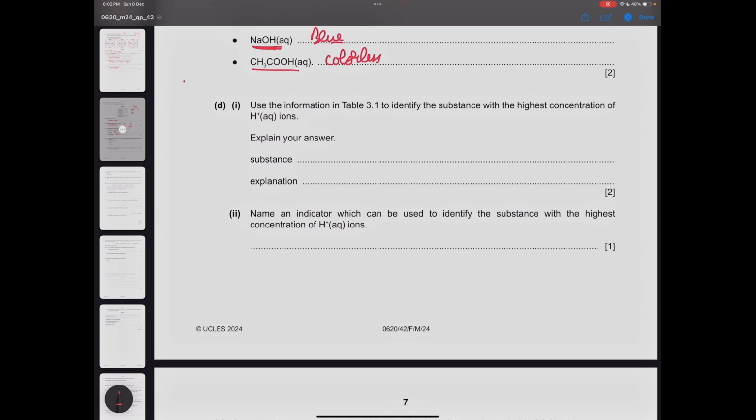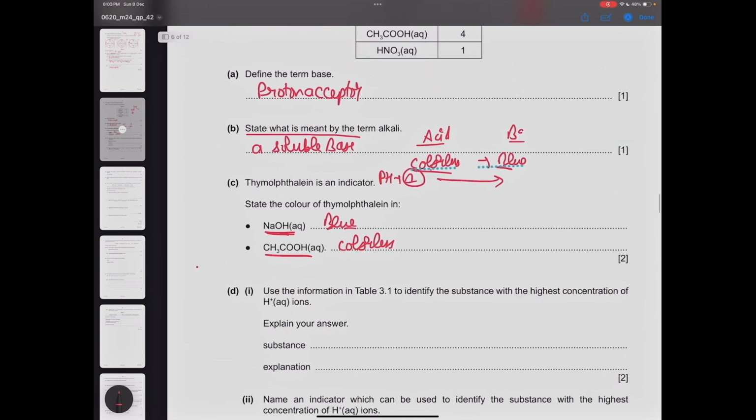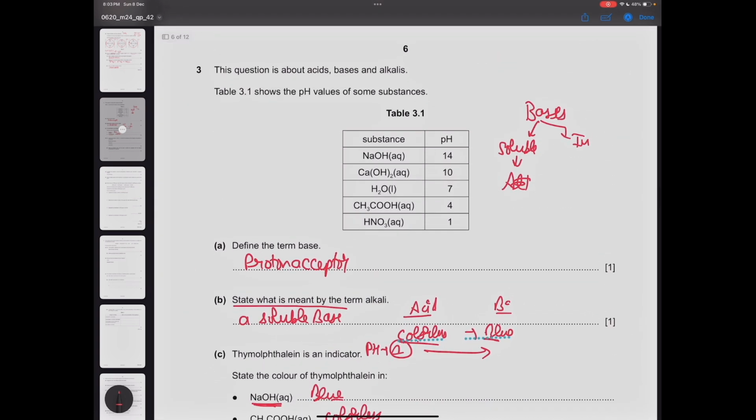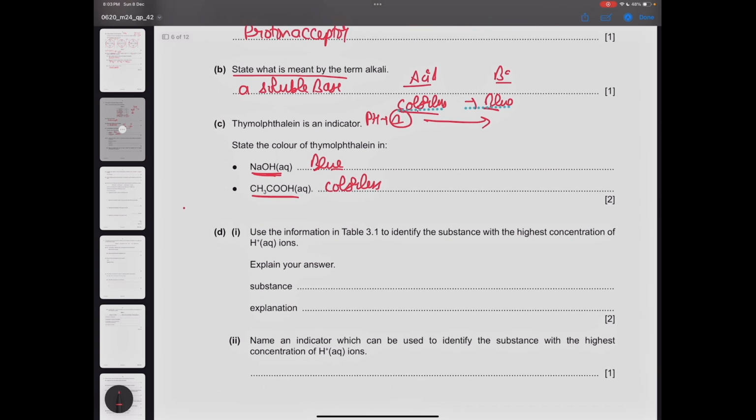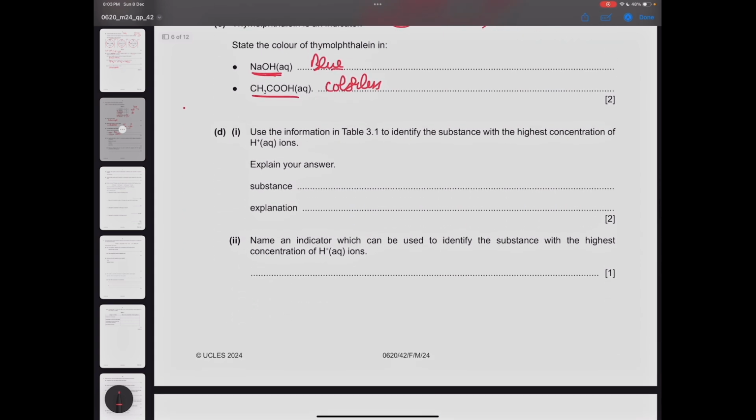Use the information in table 3.1 to identify the substance with the highest concentration. We know that strong acids have the highest concentration of H plus ions. Now let's look at the table. Is this an acid? No. Is this an acid? No. Is this an acid? No. Is this an acid? Yes. Is this an acid? Yes. Now you compare the pH, pH 4, pH 1. Which one is stronger? The lower the pH, the more acidic it is. So HNO3 should be your answer. And the reason should be that it has the lowest pH. That is how you figured it out, right?